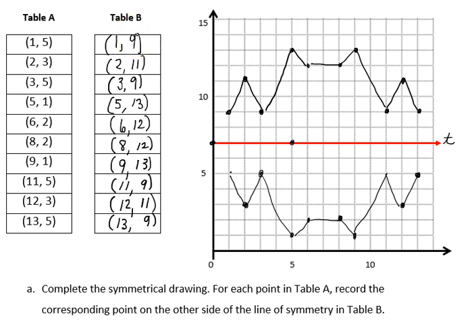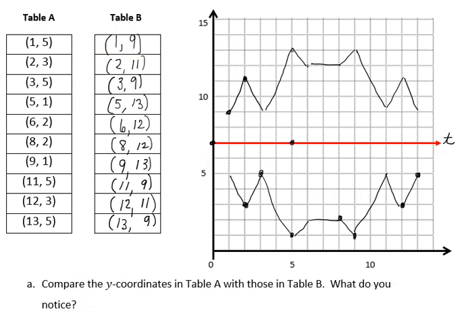If we were to fold this coordinate plane right along the line of symmetry, line T, each portion of the drawing would line up exactly with the drawing on the other side. And that's why line T is considered a line of symmetry. The next question says, compare the y coordinates in table A with those in table B, and what do you notice? So we're going to look at the second number in each of these ordered pairs.